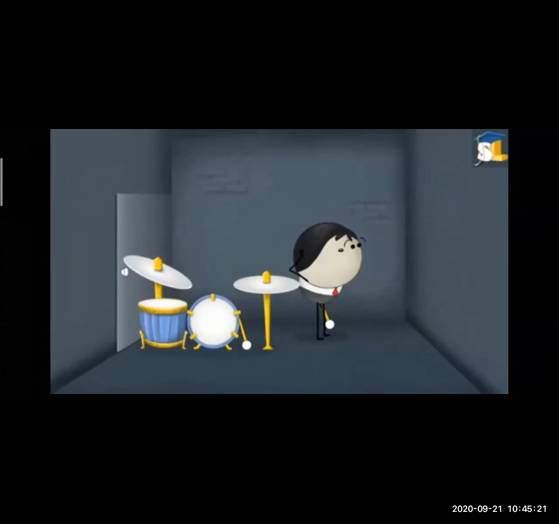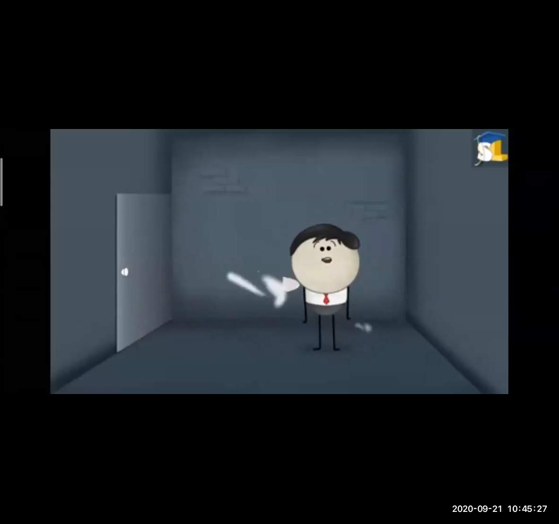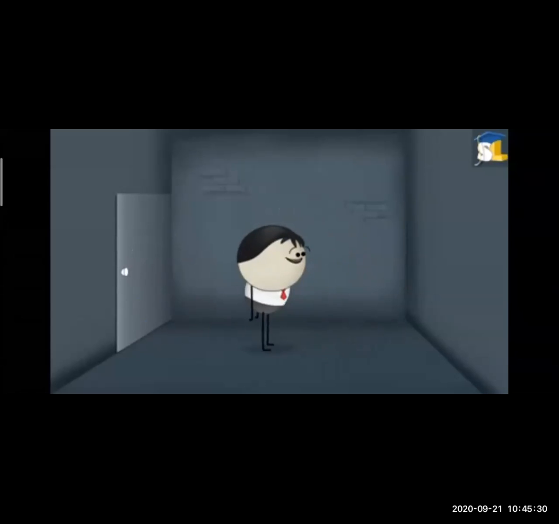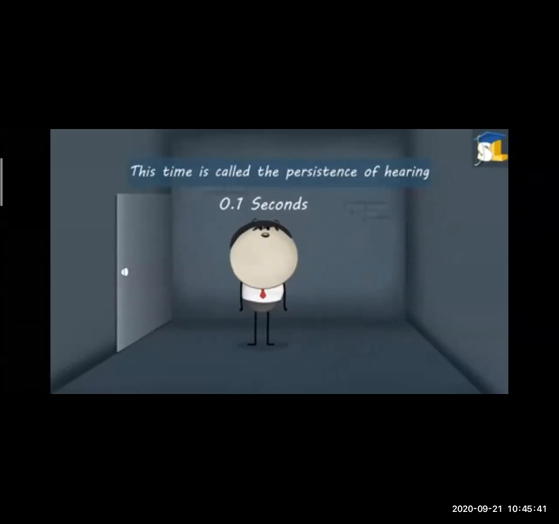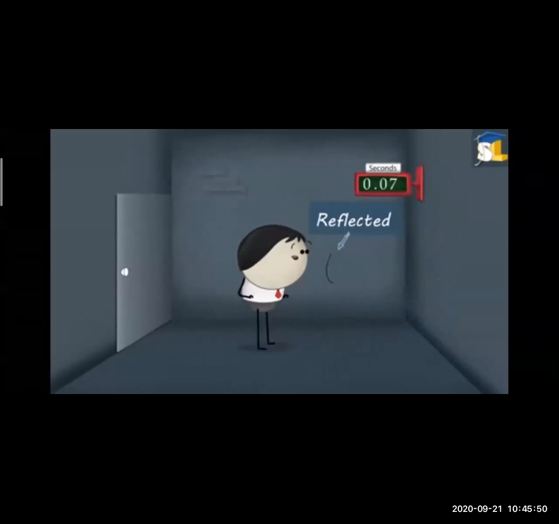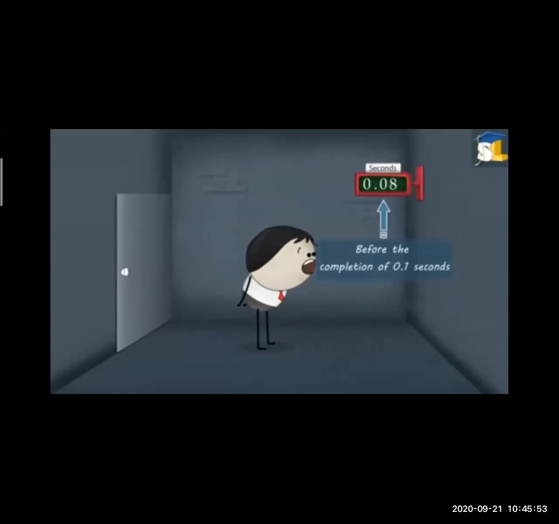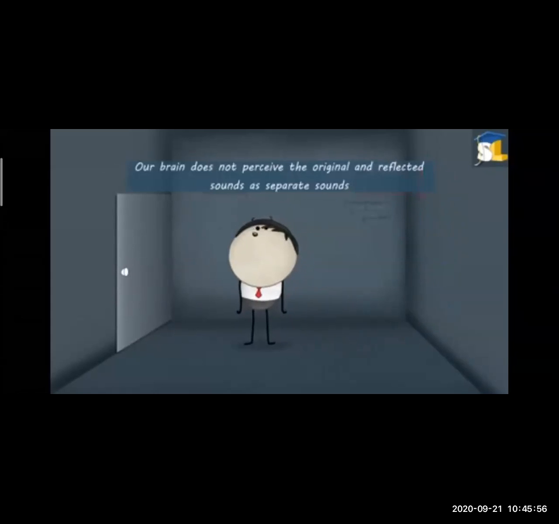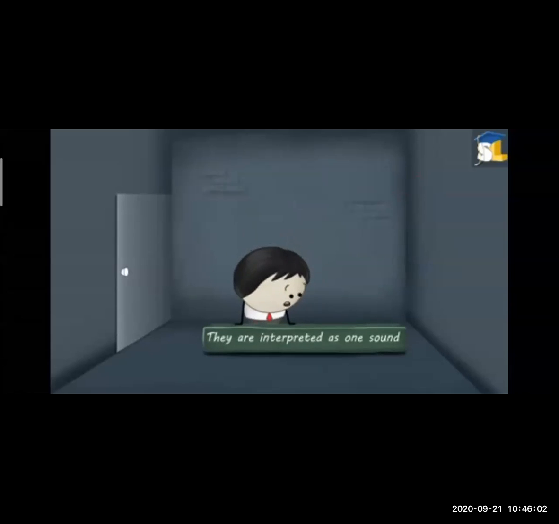Hey, what are you doing? Are you trying to hear an echo? It is not that easy. There are two ideal conditions for an echo to be heard. When we speak or laugh, we hear our original sound at that moment. The sensation of this original sound remains in our brain till 0.1 seconds. This time is called the persistence of hearing. When we utter sounds, some of our sound waves get reflected while some get absorbed. If the reflected sound waves reach our ears before the completion of 0.1 seconds, then our brain does not perceive the original and reflected sounds as separate sounds. They are interpreted as one sound.